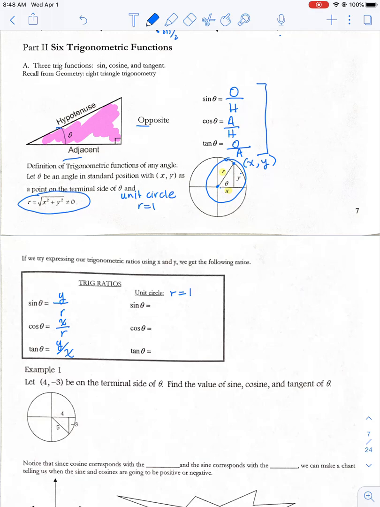Well, then sine of theta, if I'm plugging in a 1 for r, would simply be the y value. If I plugged in 1 for r on cosine, cosine would be x. If I plugged in r equals 1 into tangent, it doesn't affect it, because tangent isn't defined by the radius value, so y over x. So these are going to be crucial going forward, that you understand that on a unit circle, sine is simply the y value, cosine is the x value, and tangent is y over x.